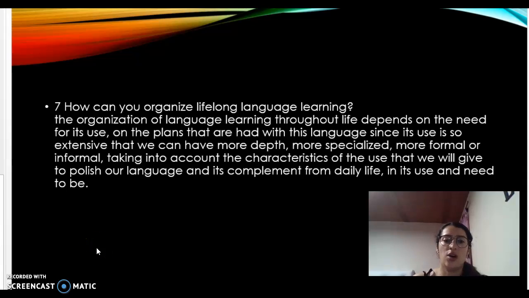And 7. How can you organize lifelong language learning? The organization of lifelong language learning depends on the need for its use, or the plans we have. This language is used so extensively that we can go deeper, more specific, more formal or informal, taking into account the characteristics of the use that will be given to the language and its components, from daily life use and needs.